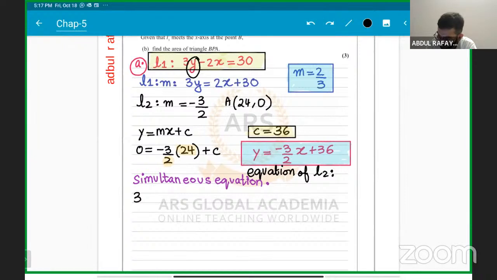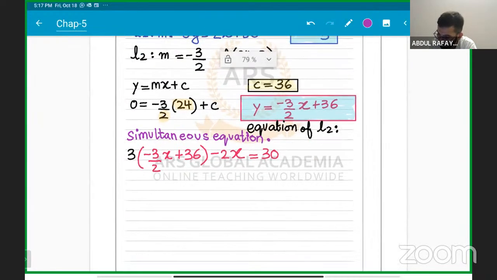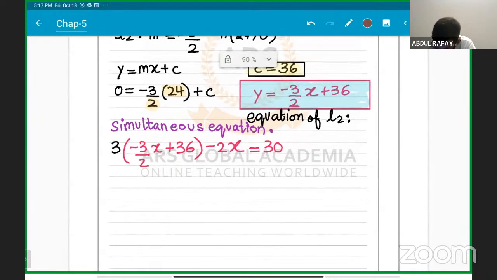So it will be 3 times minus 3 over 2x plus 36, minus 2 times x, is equal to 30. Here we go. Let's quickly solve. 3 threes are minus 9 over 2x. 3 times 36 is what, student? 108, and minus 2x is equal to 30.